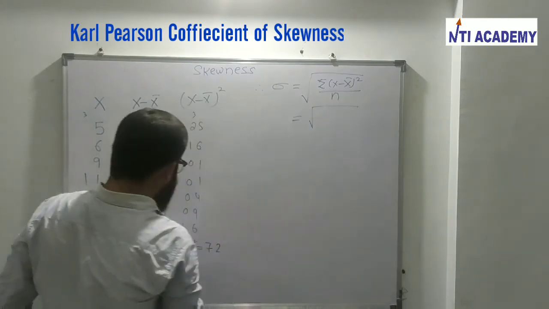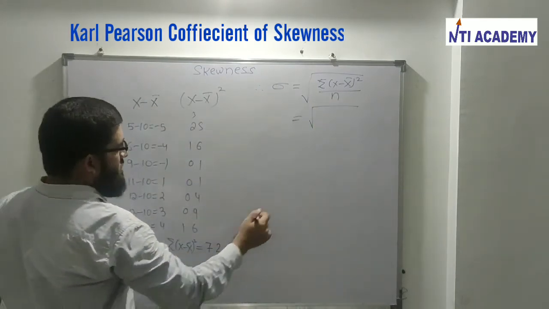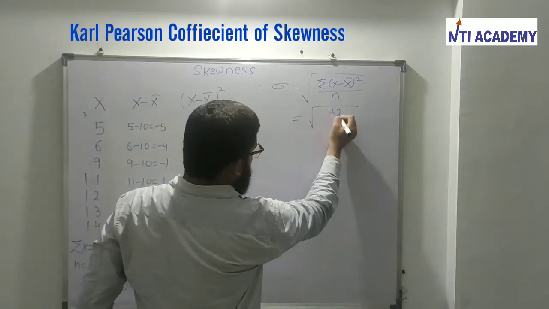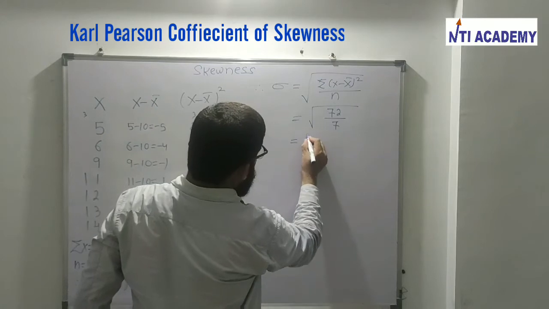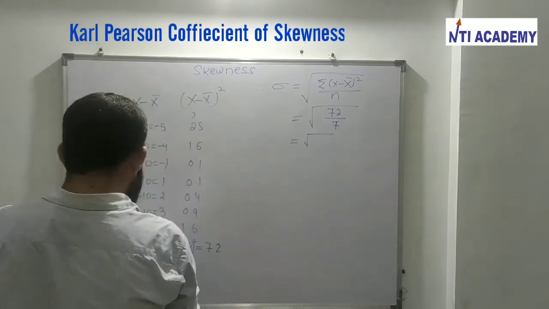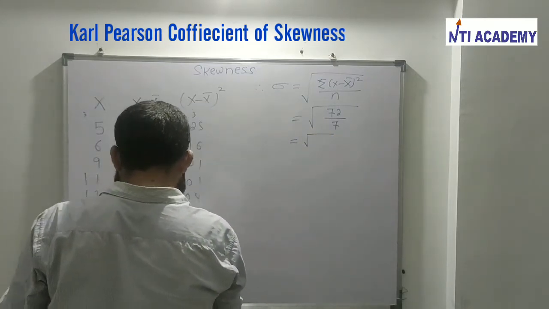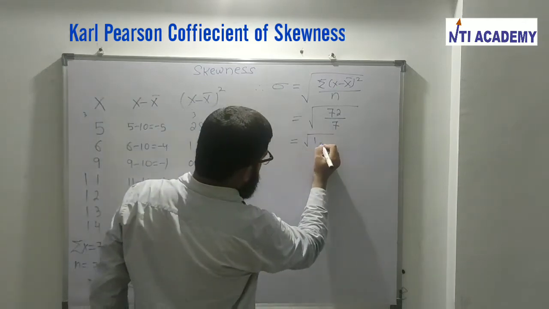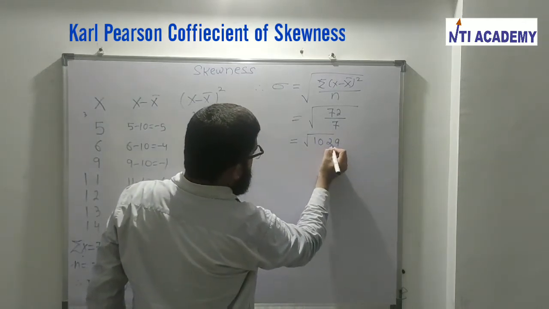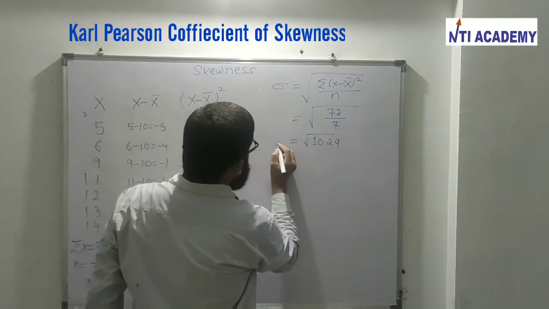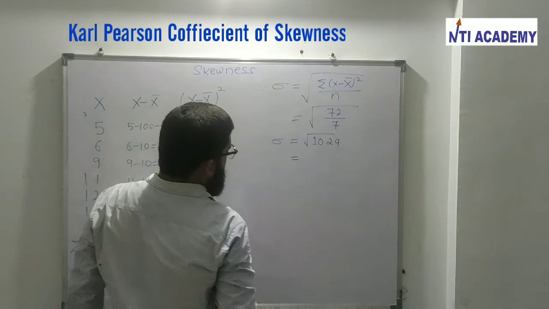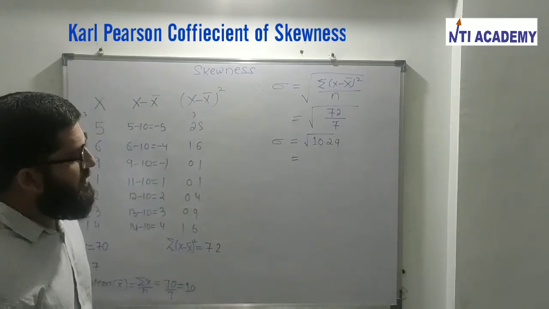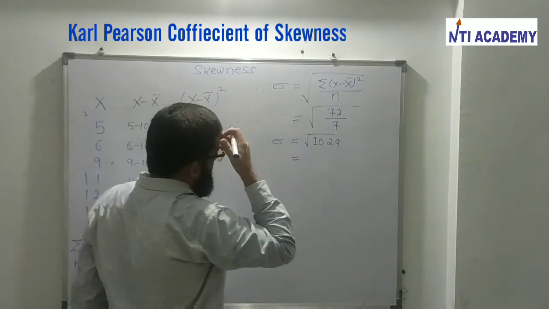So we know the summation of (x minus x bar) the whole square is how much? 72 divided by 7. So roughly we get about 10.29, and you can just now take the square root. I hope you know how to find this value. I do not want to just waste time on that.